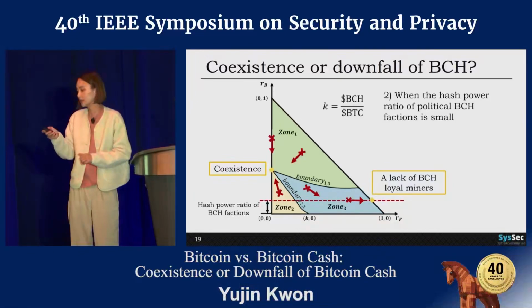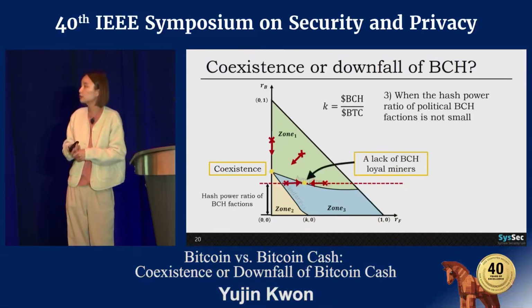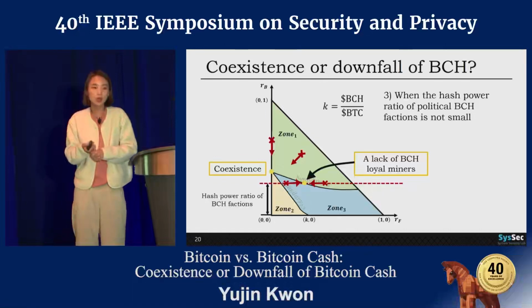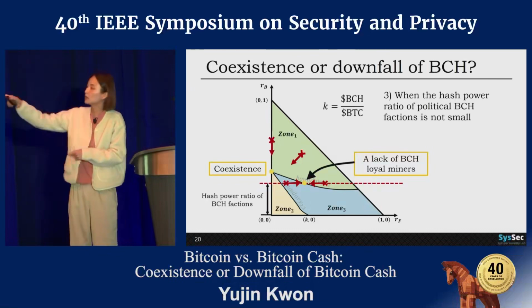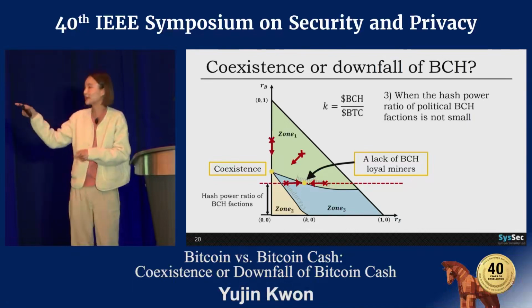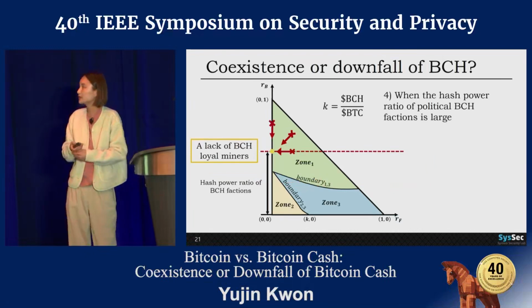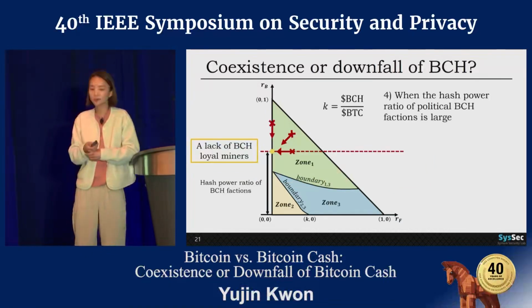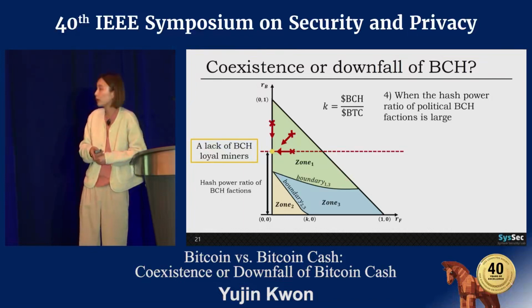Therefore, the lack of BCH lunar miners implies that the only political BCH factions are BCH lunar miners. In the third case, when the hash power ratio of political BCH factions is not small, there are also 2 equilibria: coexistence and a lack of BCH lunar miners. This point is coexistence, and this yellow point is a lack of BCH lunar miners. In the final case, the hash power ratio of political BCH factions is large. There is only 1 equilibrium: a lack of BCH lunar miners.